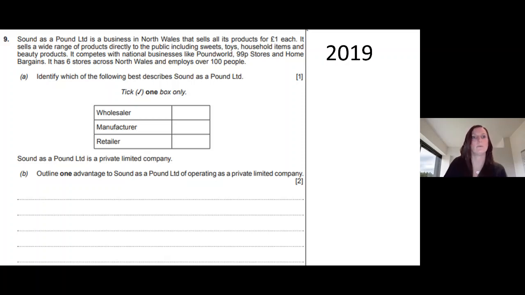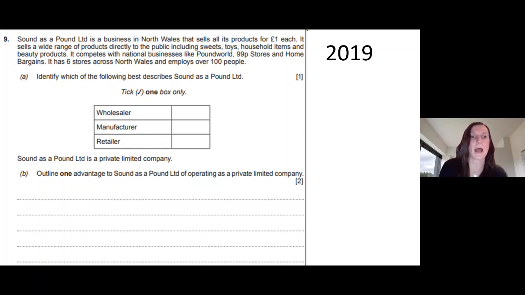So you've got Sound as a Pound, a business in North Wales that sells its products for £1 each. It sells a wide range of products directly to the public, including sweets, toys, household items and beauty products. It competes with national businesses like Pound World, 99p stores and Home Bargains. It has 6 stores across North Wales and employs over 100 people. So pause the video and have a little go at those 2 questions quickly.